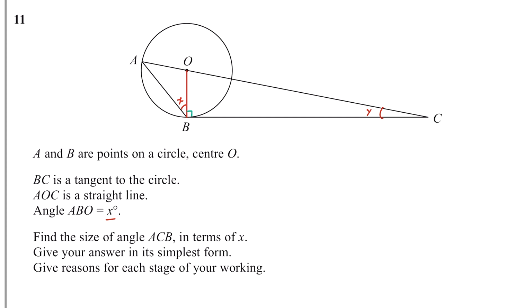Secondly, this line here is also the radius. This line here is also the radius. That means they both have the exact same length. So that means I can do something like this and this. It's an isosceles triangle, which means both sides are the same and both the base angles are the same. So this is also X. So now we know what them two are.